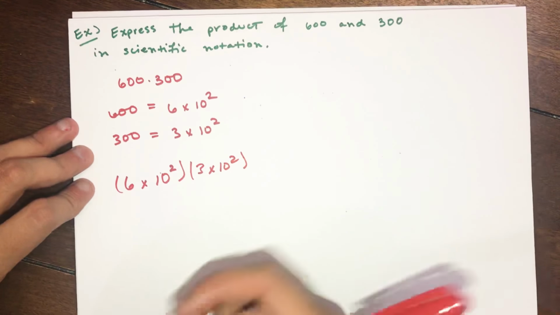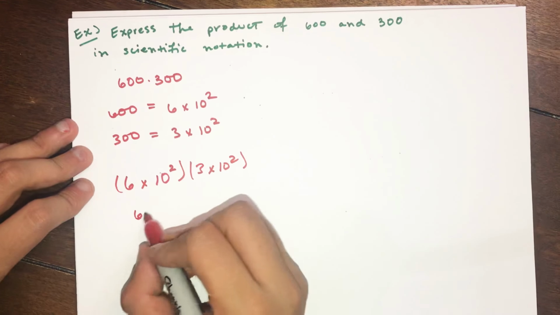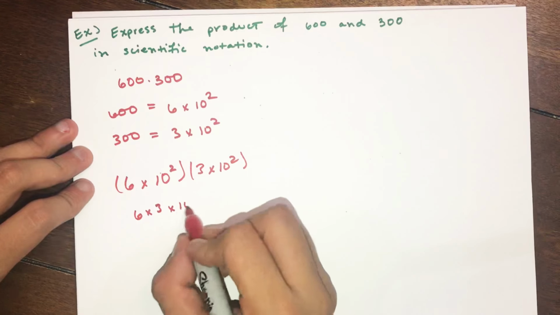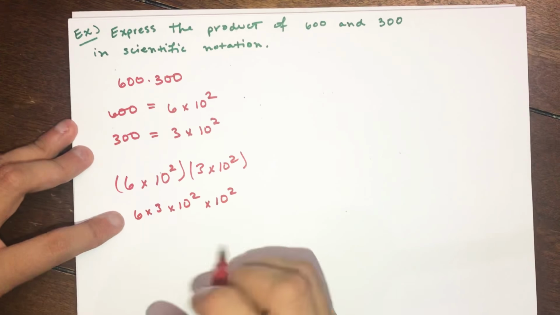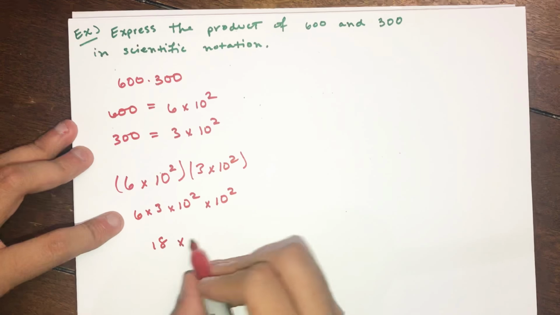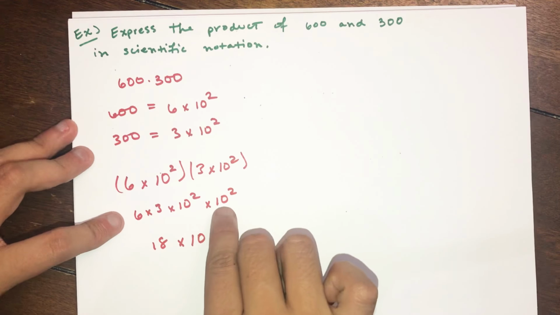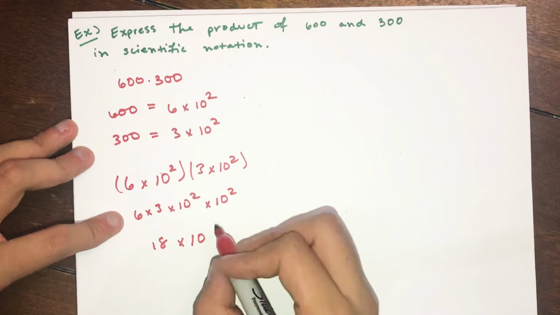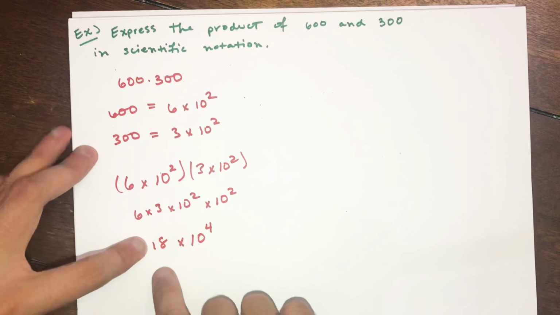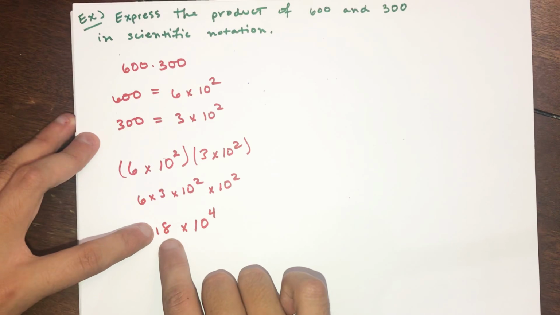And just like before, we can rearrange because multiplication is commutative. You can move it around. So we get 6 times 3 times 10 squared times 10 squared. 6 times 3 is 18 times 10 squared times 10 squared, same base. So we add the exponents. 2 plus 2 is 4, so we get 10 to the 4. But now there's a little bit of a problem, because right now this is not in scientific notation. 18 is not in between 1 and 10. This number has to be in between 1 and 10.